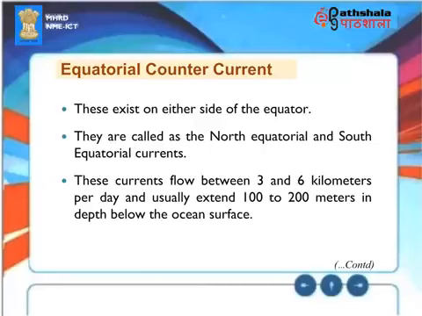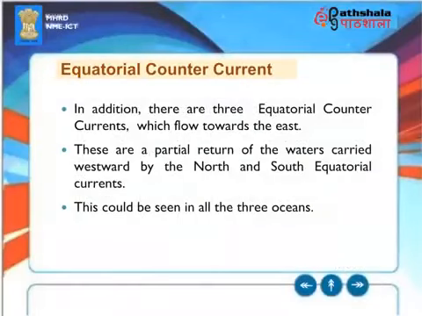They are called the North Equatorial and South Equatorial Currents. These currents flow between 3 and 6 kilometers per day and usually extend 100 to 200 meters in depth below the ocean surface. In addition, there are 3 equatorial countercurrents which flow towards the east. These are a partial return of the waters carried westward by the North and South Equatorial Currents. This could be seen in all the 3 oceans.